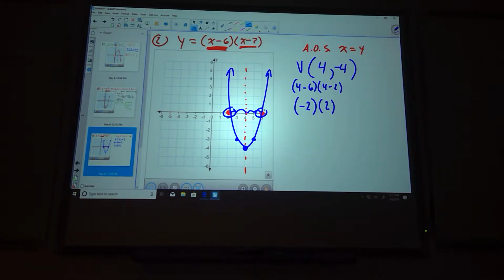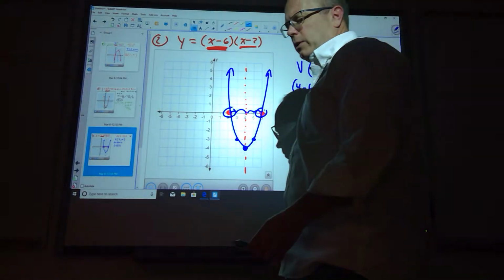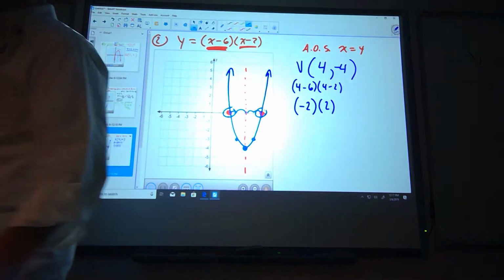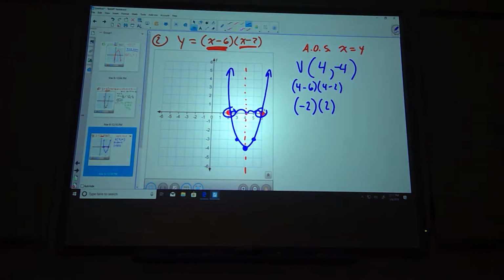Any others you want to take a look at from homework? We're good? All right, if you would, make sure your name is on your assignment and hand that in. If you're handing other things in, make sure your name's on those as well.